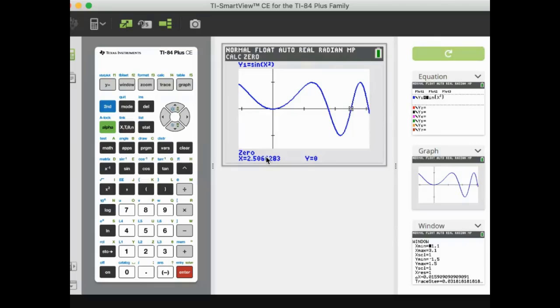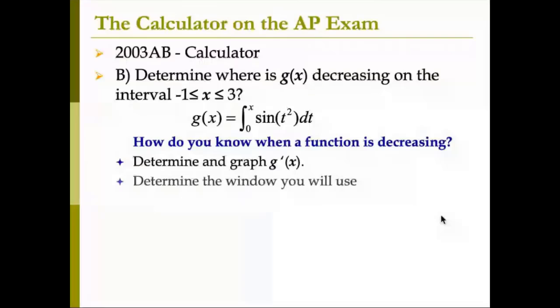You should always justify your solution, since this is where g prime of x is negative, or less than 0. We're going to determine when the derivative of our original function of this integral is decreasing. So we want to know when the derivative of this function is negative. We have to determine our window. Our window was from -1 to 3 for our x's, and our y for sine is always between -1 and 1, unless you multiply it by something. If you multiply it by something like 7, then it's going to be between -7 and 7.